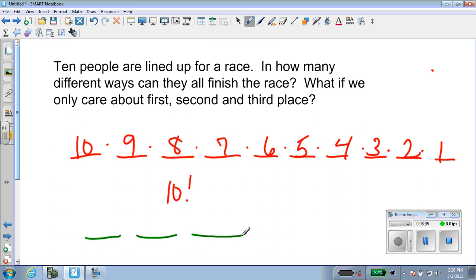Gun sounds, any one of those 10 could finish the race first. Any one of the remaining 9 could finish the race second. Any one of the remaining 8 could finish the race third. And I don't care about the rest. So this is a little easier to do. This is 720 ways.